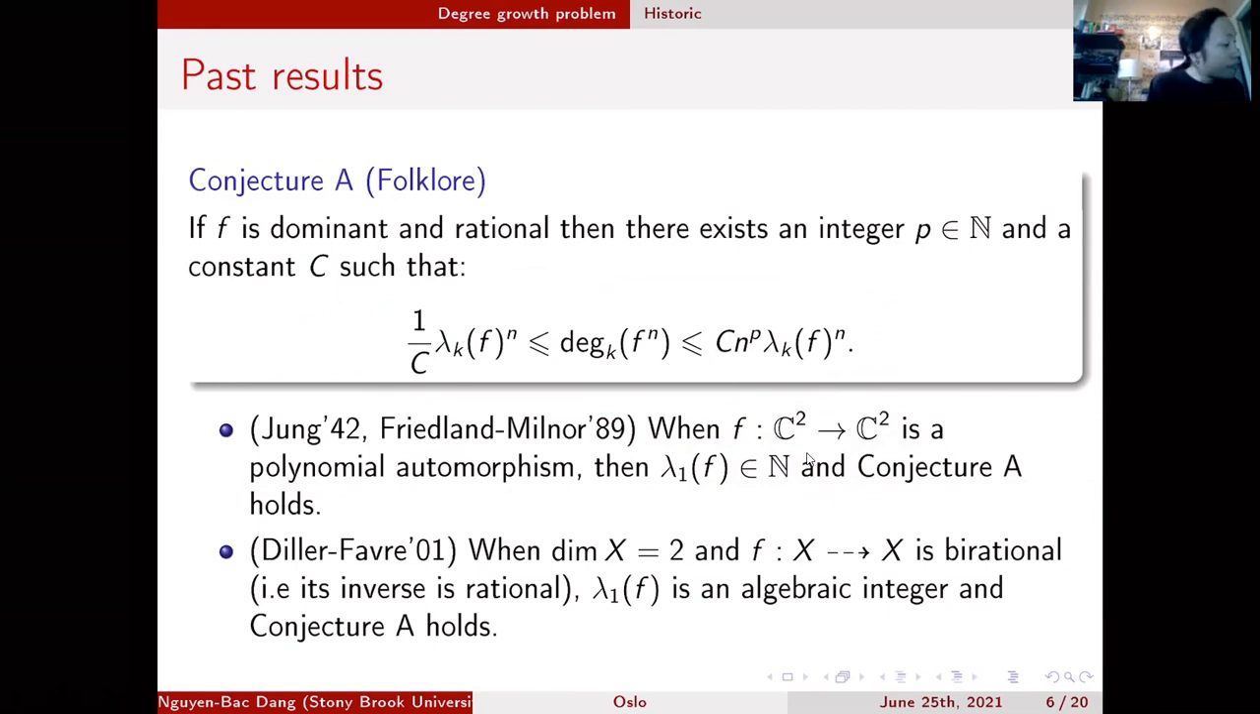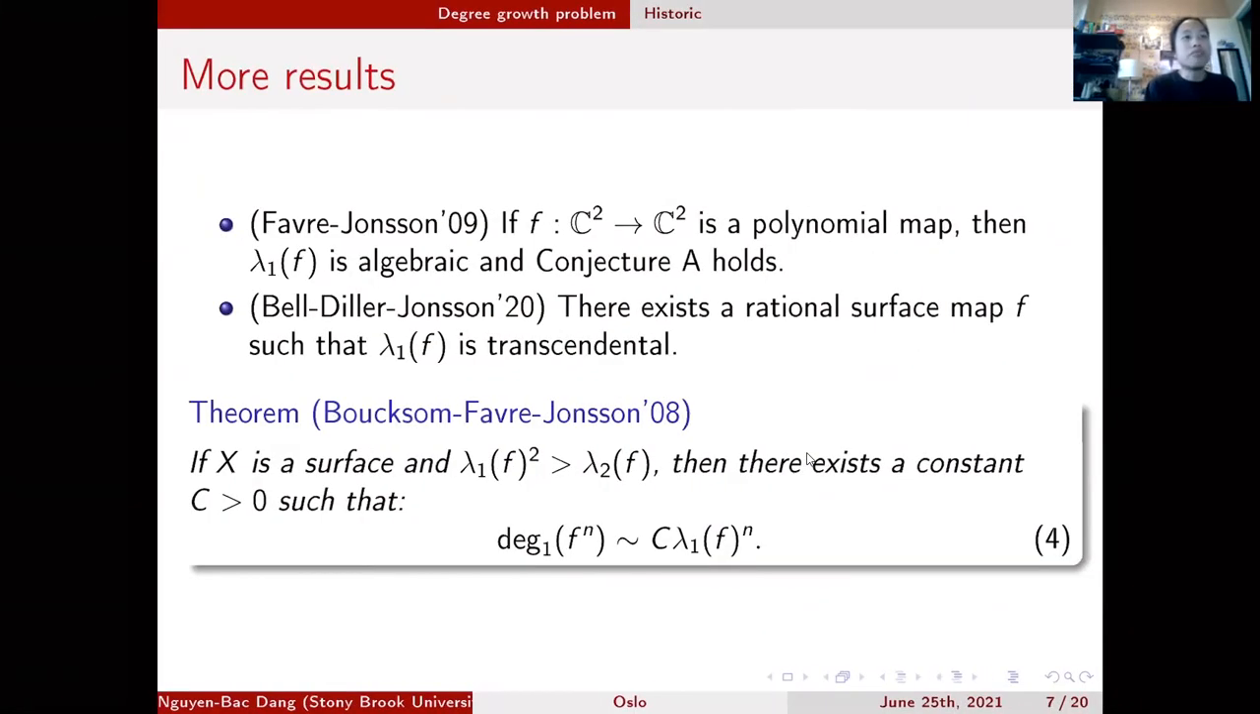More generally, for birational maps, it's a theorem of Favre on surfaces that says that if λ1 of f is not an integer anymore, it becomes an algebraic integer, and this conjecture still holds. Some other cases in dimension 2 that I want to emphasize: you can go further. Instead of looking at invertible maps of C^2, you can look at polynomial maps, not necessarily invertible. And then it was also checked that λ1 is an algebraic number, and this conjecture holds.